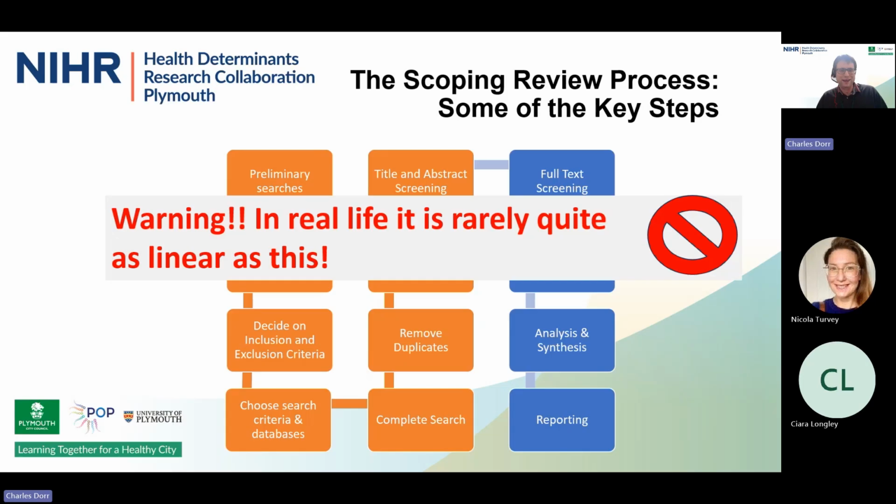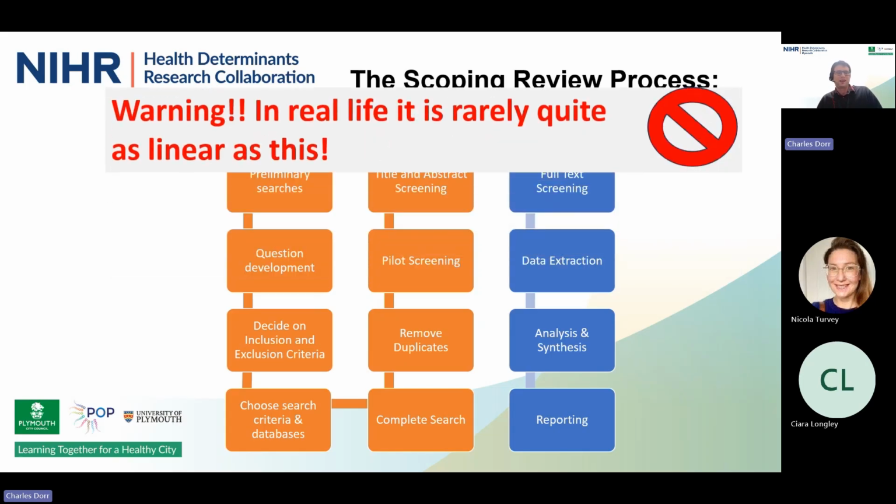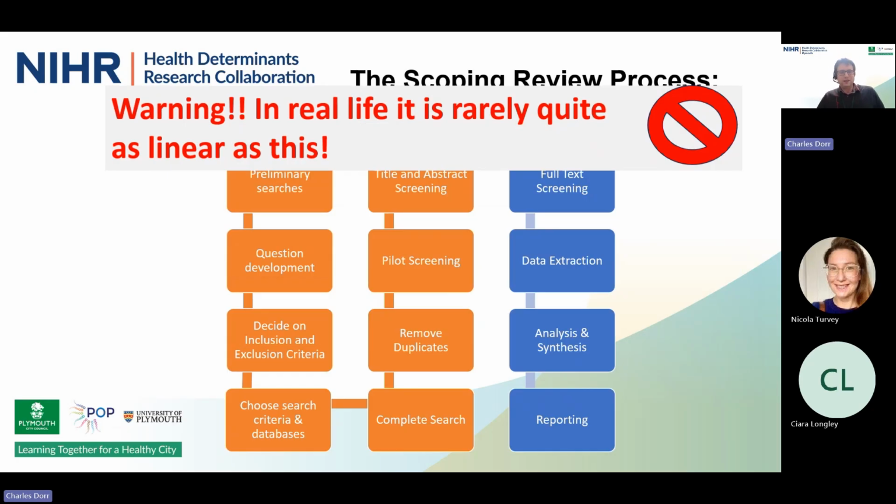And just a caveat, in real life, it's not really as linear as this. So often these different boxes will sort of overlap and cross into each other.